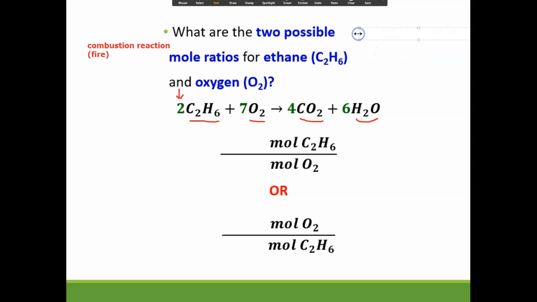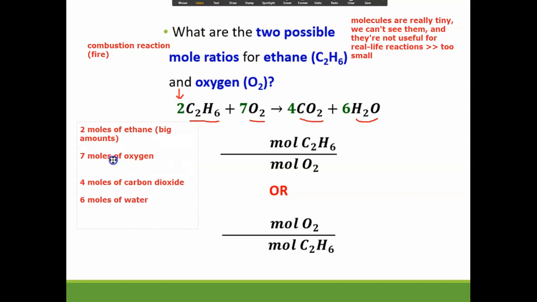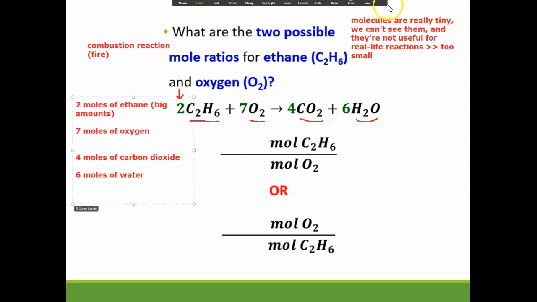But remember that molecules are really tiny. We can't see them, and they're not useful for real-life reactions because it's too small of an amount. So instead, we are going to use moles. The cool thing about chemical reactions is they also talk about moles. So instead of saying molecules, we can say moles. 2 moles of ethane is an amount that you can actually see. So now we have big amounts, with 7 moles of oxygen reacting to make 4 moles of carbon dioxide and 6 moles of water, which is like a cup of water. It's an amount that we can actually see.